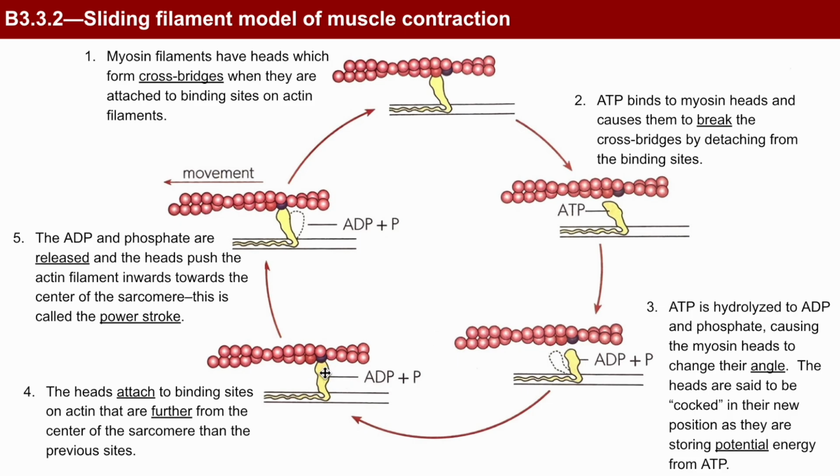Okay, so here those heads attach to the binding sites that are further from the center of the sarcomere. The ADP and phosphate are then released, which allows for the power stroke to happen, where that myosin head now pulls the actin filament towards the inside of the sarcomere. So this is the actual mechanism, and this can happen repeatedly, depending on what signals are coming from the nerve cells telling those myosin heads to keep pulling those actins in as the muscle contracts.